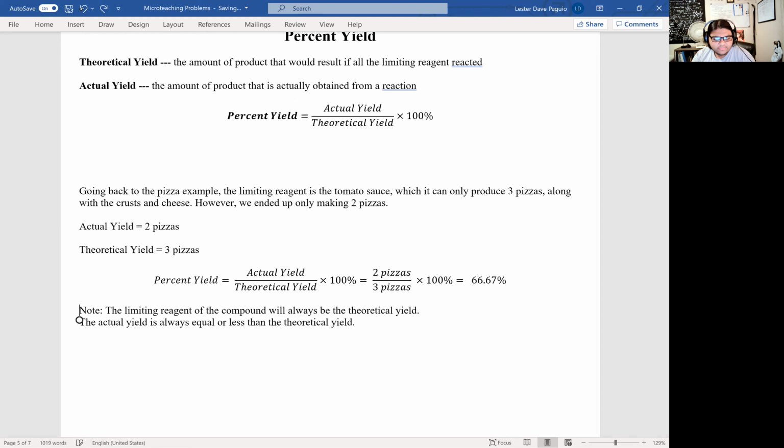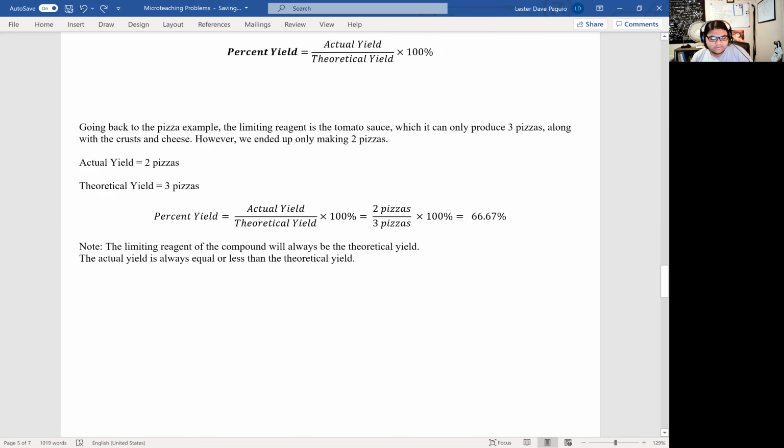So just a note out there that the limiting reagent of the compound will always determine the theoretical yield, and the actual yield is always equal to or less than the theoretical yield. Okay.